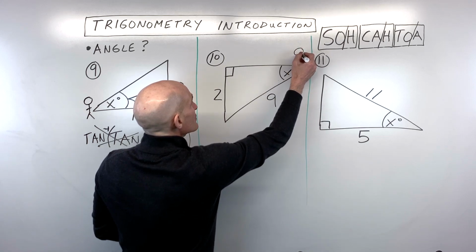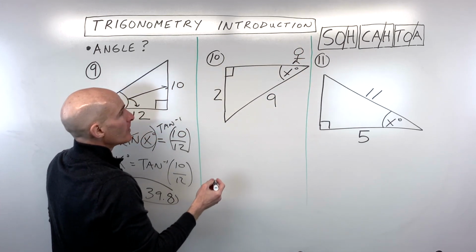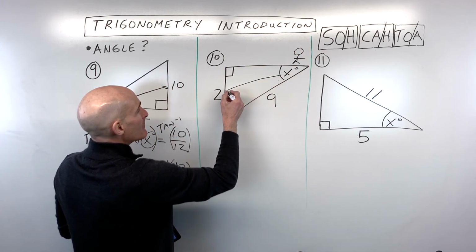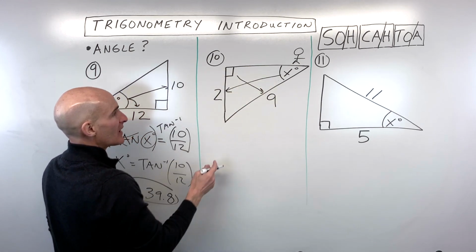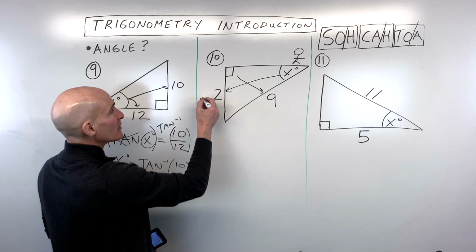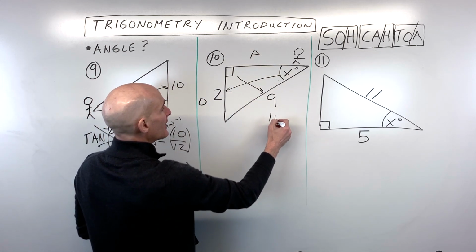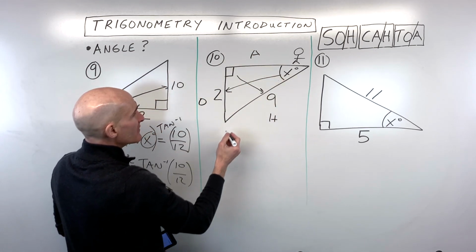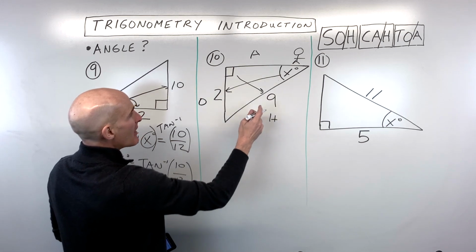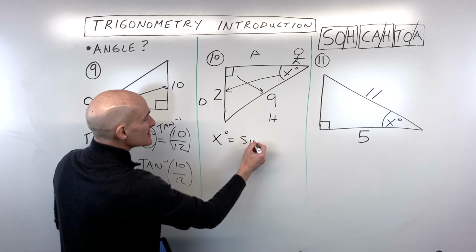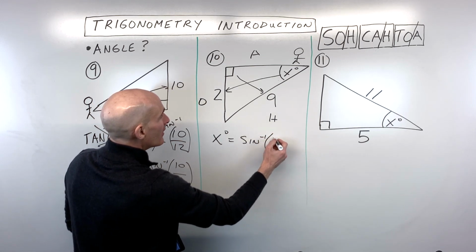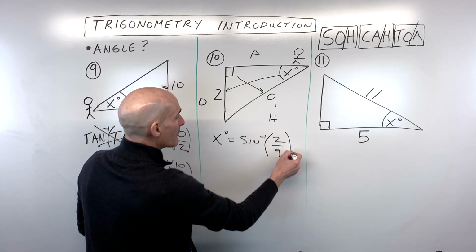We're going to position ourselves at the angle, and it looks like we're given the opposite side and the hypotenuse, because it's across from the right angle. Again, remember you can label it as O, A, and H, okay? So we want to find this angle, and we're given opposite and hypotenuse, that's sine, but since we're solving for the angle, we're going to do the sine inverse of the opposite over the hypotenuse.